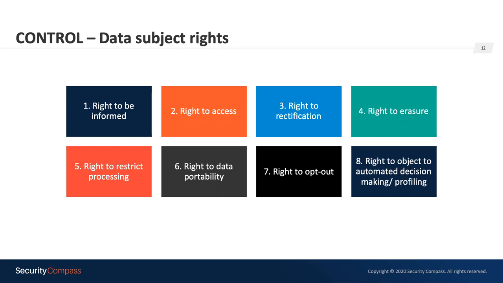And finally, the GDPR has a provision for the right to object to automated decision-making or profiling. This includes decisions made without human intervention or purely through automated means. This gives individuals the right to opt out of any decisions made in that regard.